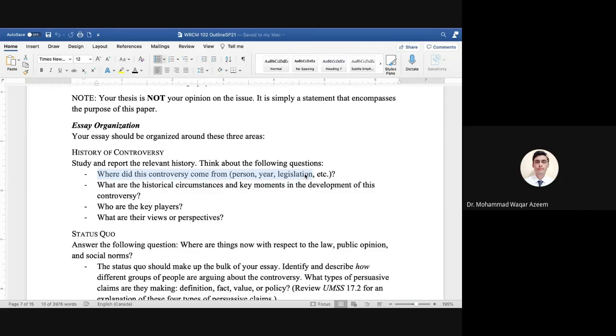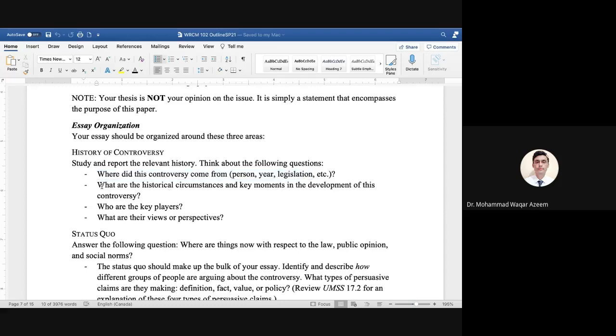Now, you cannot guess on the origin of the controversy. You need to conduct research for that. You need to read the material to explore where this controversy began, where the controversy about this particular issue began. So the first question to respond to under this part of your paper is, what is the source of this controversy, where this controversy began from?